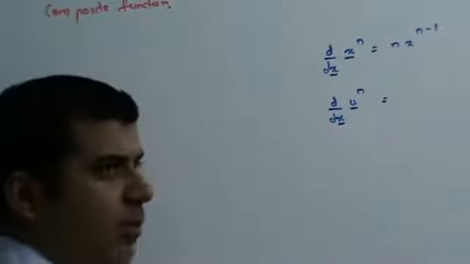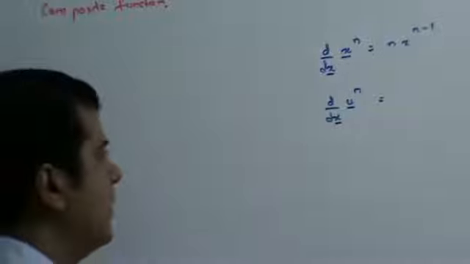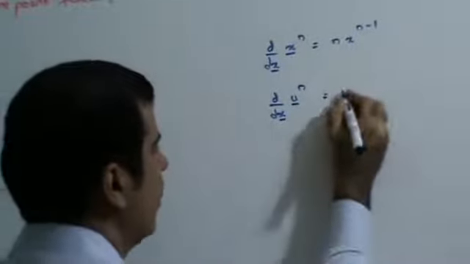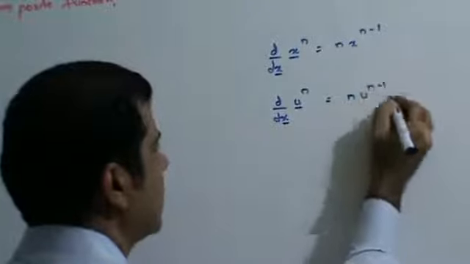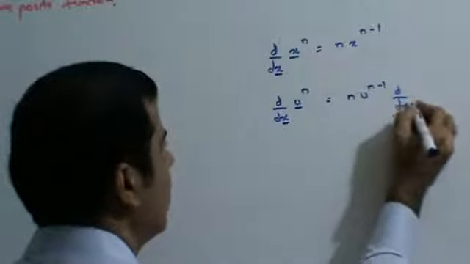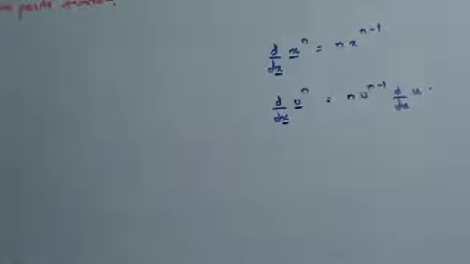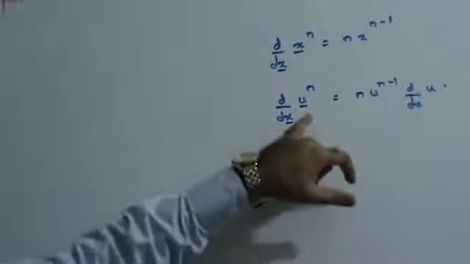How do I write the composite function formula? Composite function formulas are same as the normal formulas, except that this is going to be nu n minus 1, except that at the end you differentiate the given variable again. So at the end you will have d by dx of u. So this is also called composite function and chain rule.